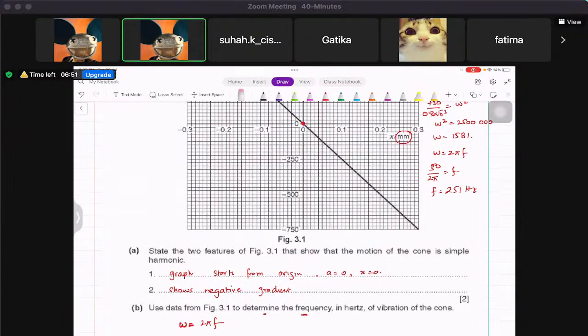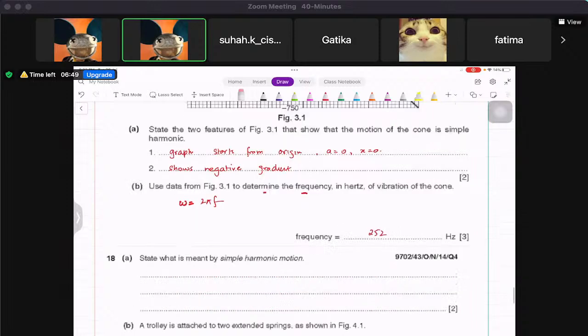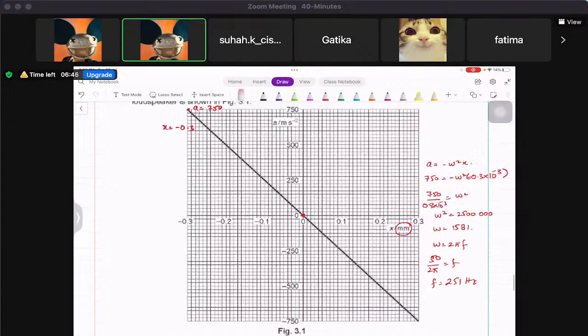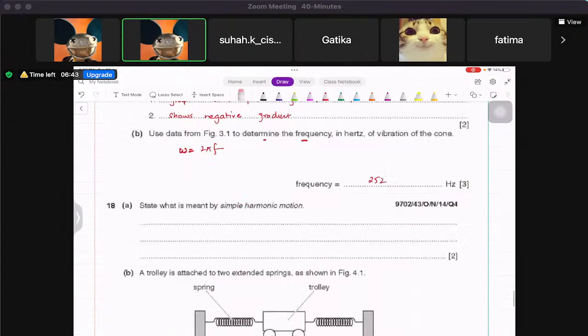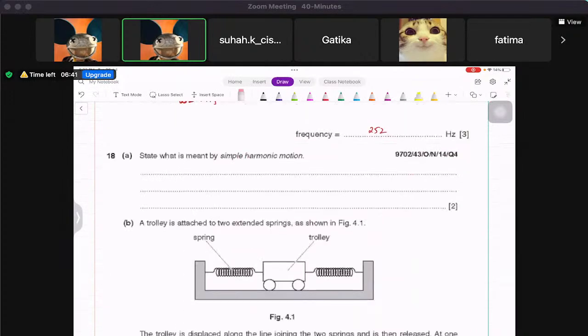Okay, now let's move forward to the next question. This is pretty simple. Let's go to this one. Who's going to tell me the definition of SHM? 2 marks only. I guess I told you the 2 marks. Yes, please.